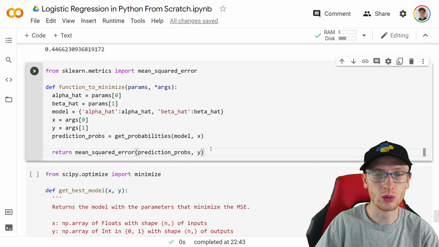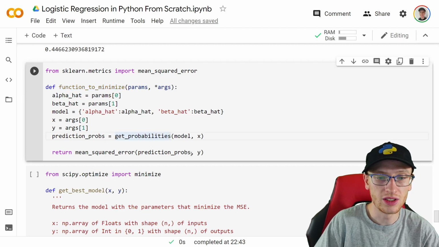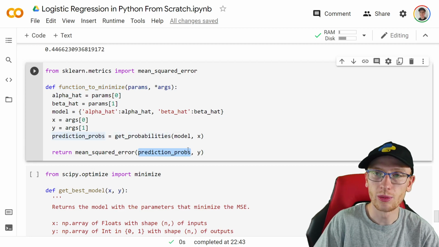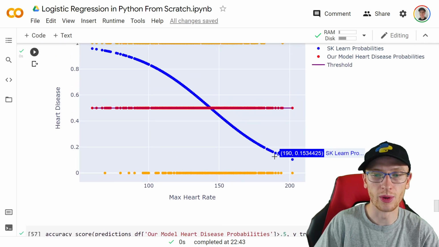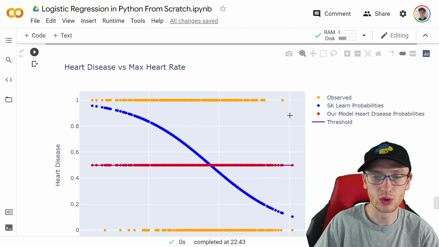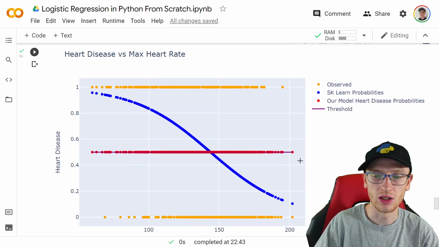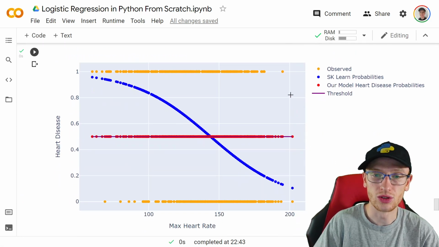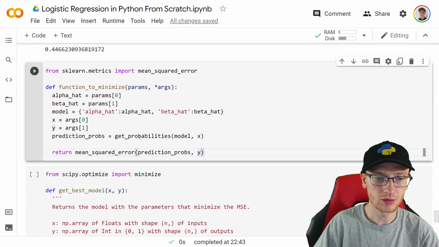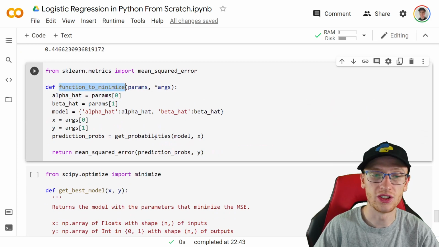Okay, so this is the function to minimize. The function that we're trying to minimize is the mean squared error of our prediction probabilities and our outputs. That's what I described before, remember? For our curve, we're trying to do the mean squared error of whatever our model parameters are, and then the difference between the observed, this is y, the x is going to produce the prediction for y, and we'll get the mean squared error. So that's the function that we're trying to minimize.